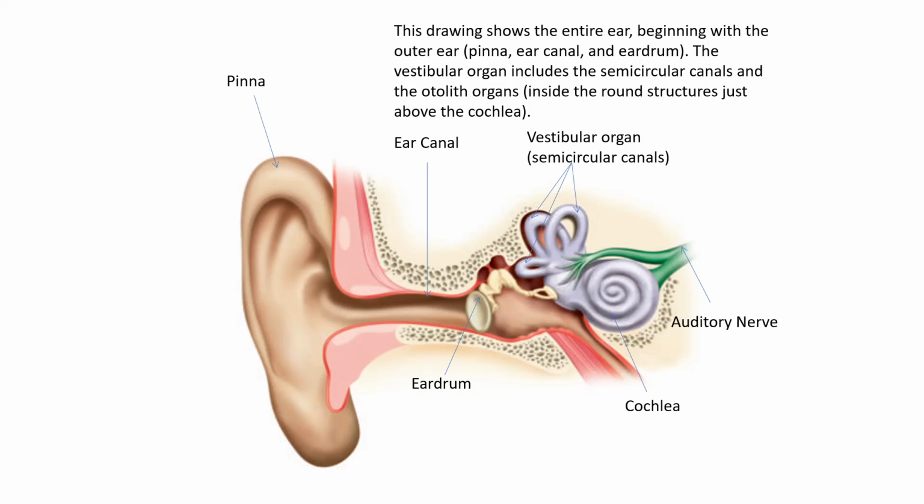So, this is the picture of the whole ear. This drawing shows the entire ear beginning with the outer ear, pinna, ear canal, and eardrum. The vestibular organ includes the semicircular canals and the otolith organs inside the round structures just above the cochlea.